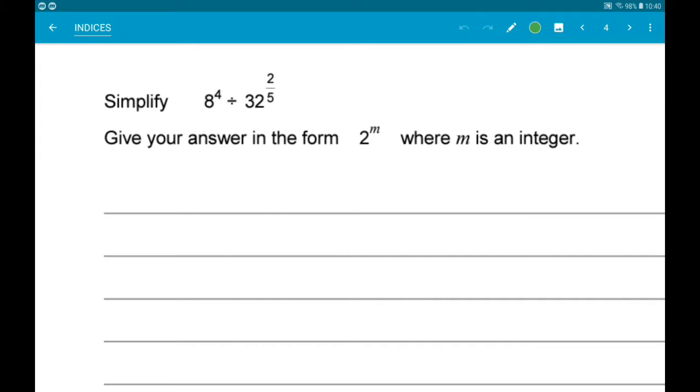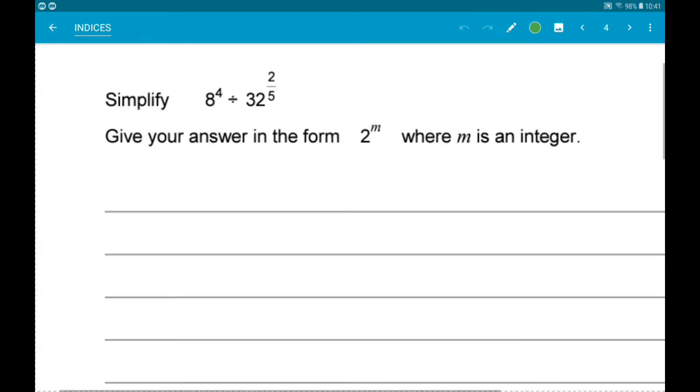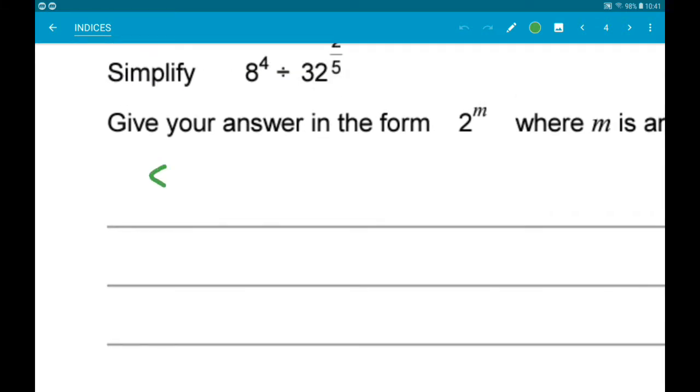Okay, next page. We want to simplify 8 to the power 4 divided by 32 to the power 2/5. Give your answer in the form 2 to the power m, where m is an integer, so a whole number. So that's telling us we need to turn both parts of this into powers of 2. So again, 8 is 2 to the power 3. So 8 to the power 4 is 2 to the power 3 to the power 4. So that's 2 to the power 12.